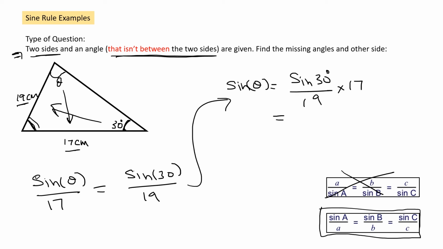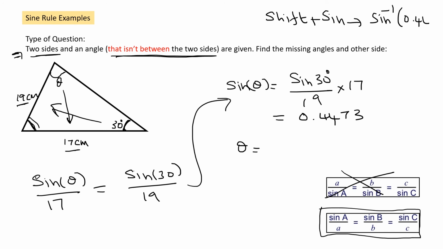The answer for this multiplication is 0.4473. Again, if you want to find theta, you need to use your calculator, press shift plus sine. That will give you sine inverse, where you enter 0.4473. The answer would be 26.57 degrees. See, the answer to this question is 26.57 degrees.